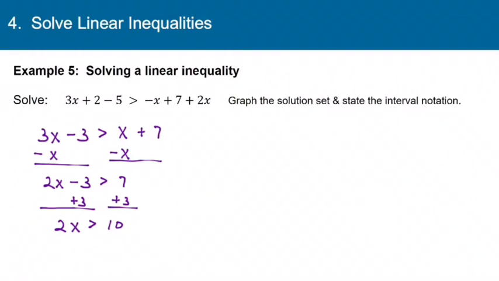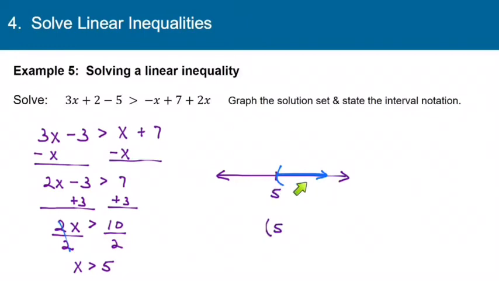And finally, we want to isolate the variable. So we want to eliminate the coefficient of 2. So we want to divide both sides by 2. And that's going to give us x is greater than 10 divided by 2, which would be 5. Okay, now let's graph that solution on a number line. The numbers that are greater than 5 are to the right of 5. And we have the parentheses here because of the greater than sign. And the interval notation for this interval is parentheses 5 to infinity parentheses.